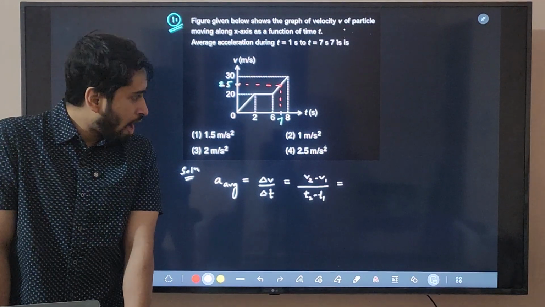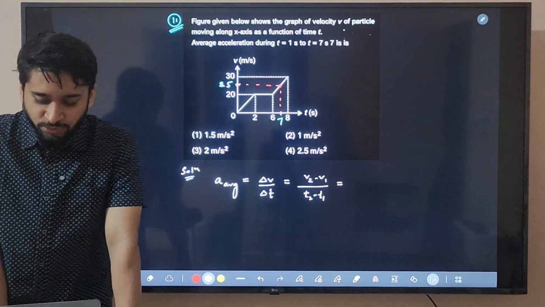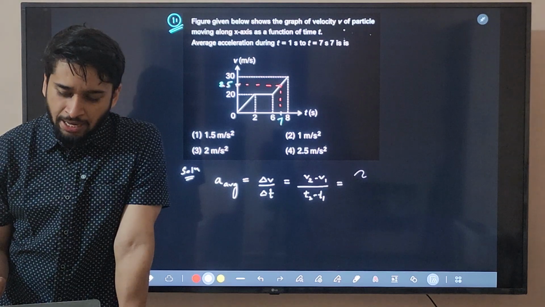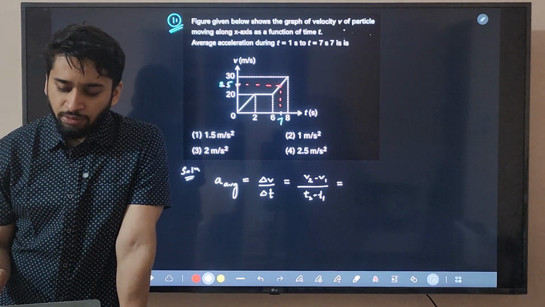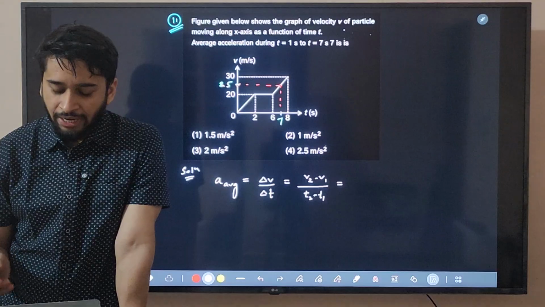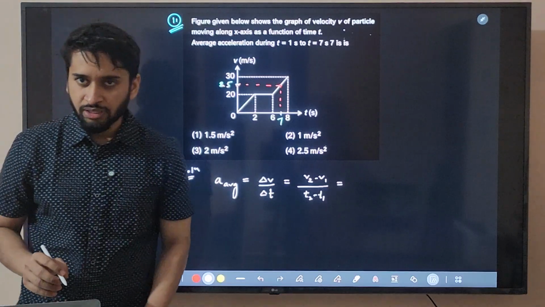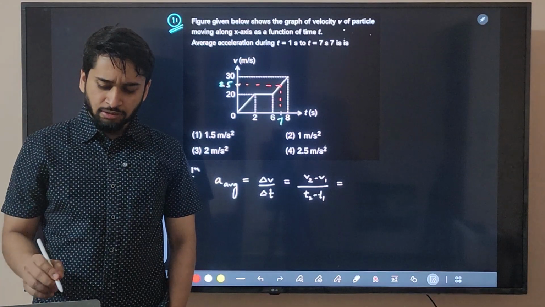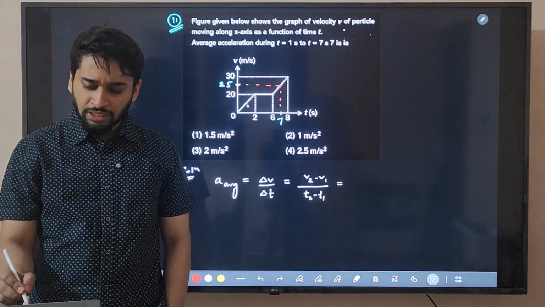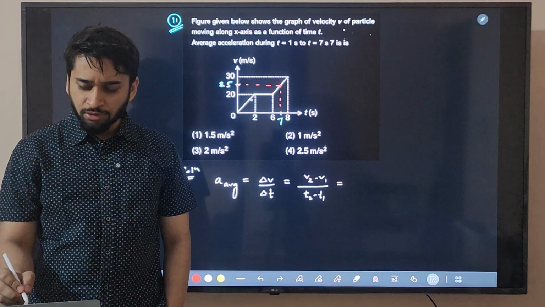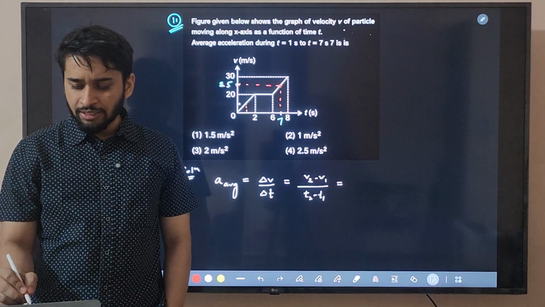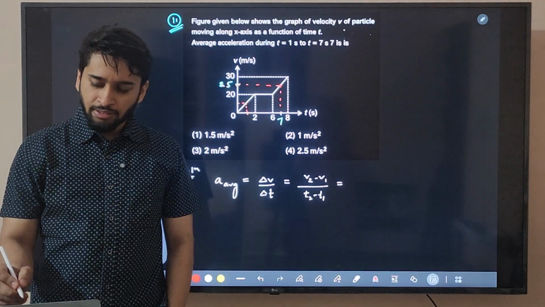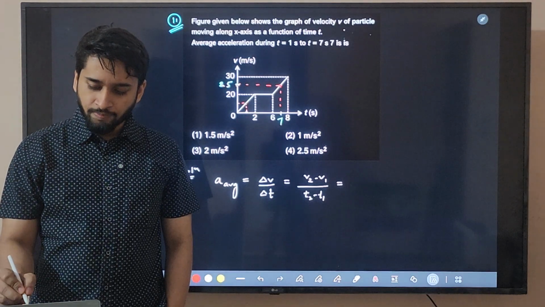V2 minus V1. What is V2 here? We need between t equal to 1 and t equal to 7, right? So for 1 also we have to calculate. So they want us to do a lot of calculation. I hate it. I simply hate it. Just give me the answer, man. You're not using a very big concept here. The question is not very difficult. Unnecessarily trying to make it lengthy. I don't know what they were even thinking, but good thinking, obviously.